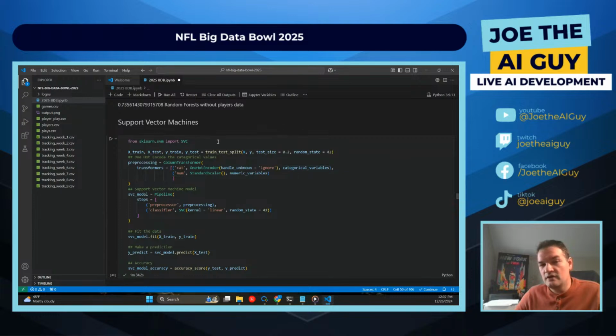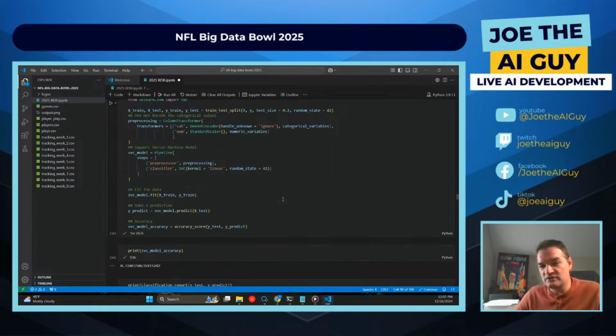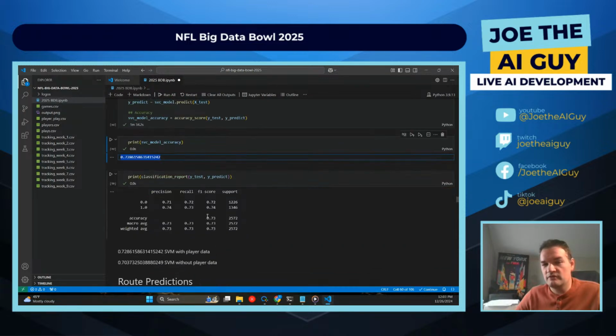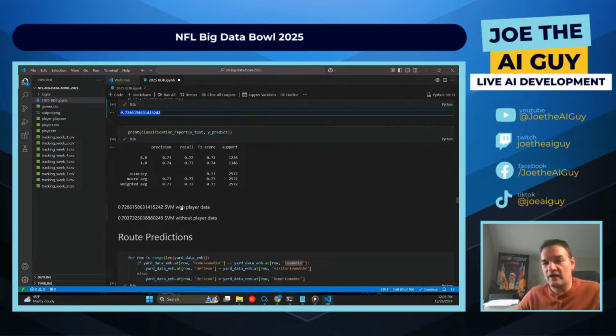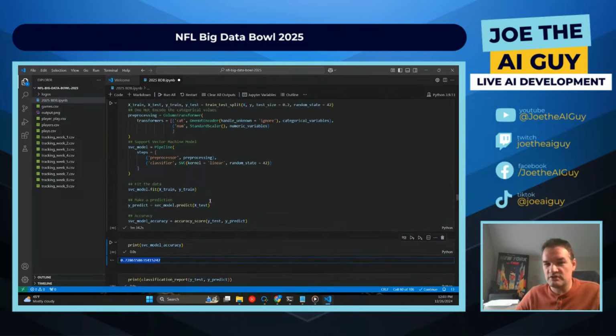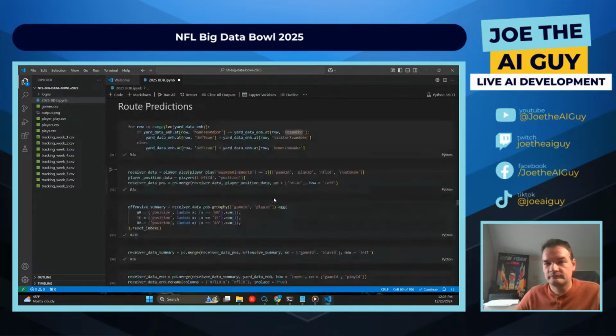And then just another model for comparison, this is the support vector classifier. It's very similar to random forest in that it's a little bit harder to explain what's happening here, but we saw that the accuracy was only about 73% once you had the players, and without them it was actually about 70%. So not a very good predictive model for trying to predict the run versus the pass here.